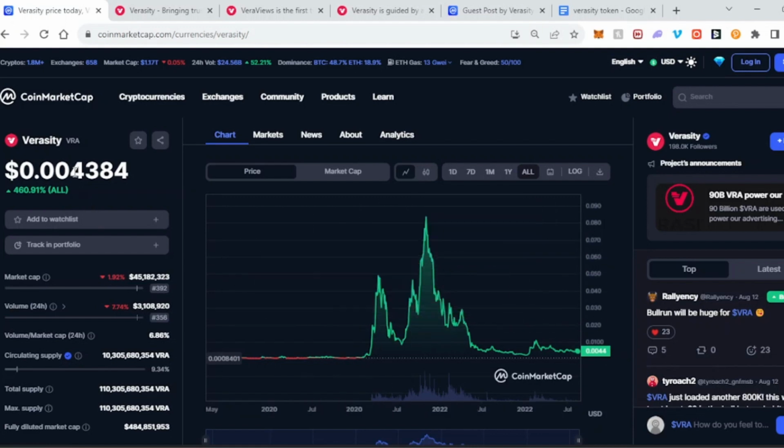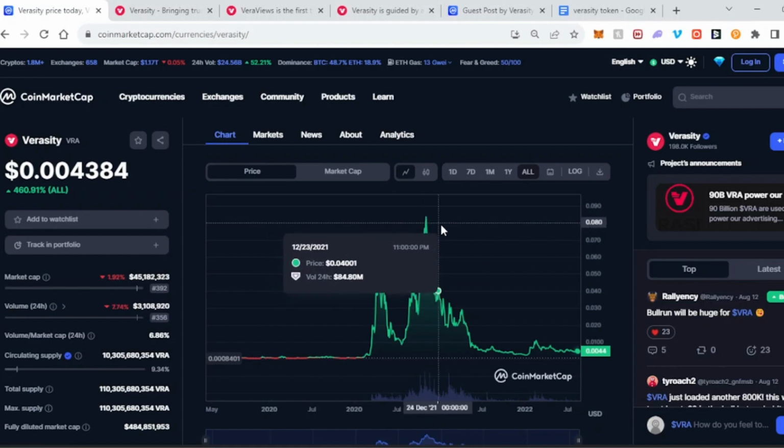So yeah, like I said, the tag for Verasity is VRA, and you can see the current price of Verasity is 0.0043 cents. You can see the all-time chart, you can see the long track record that Verasity has had. It came out in early 2019. Of course, during the 2021 bull run, it hit a huge spike up. It hit an all-time high of almost 8.5 cents per coin.